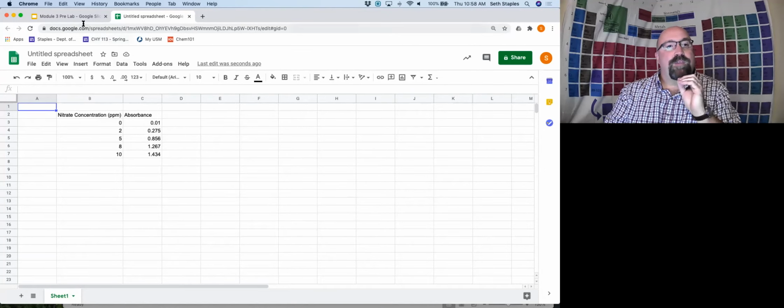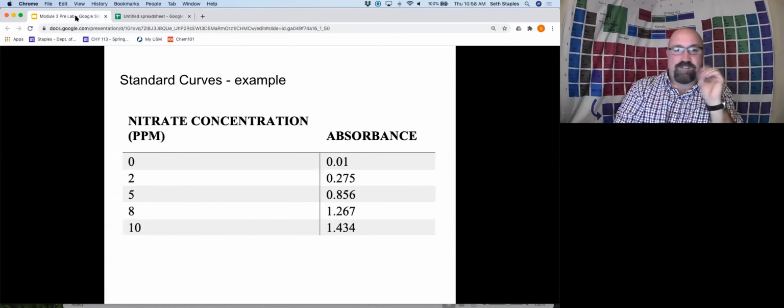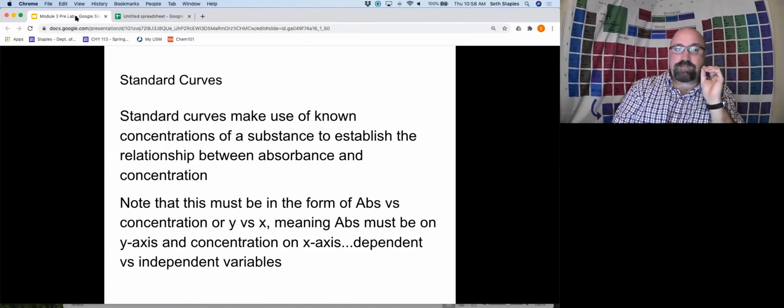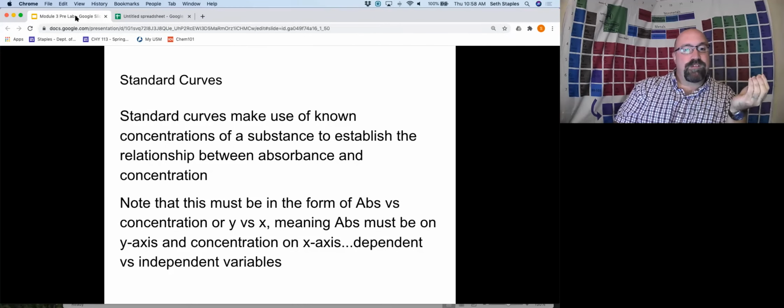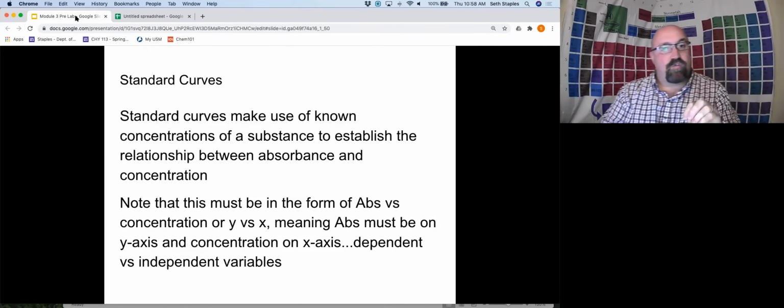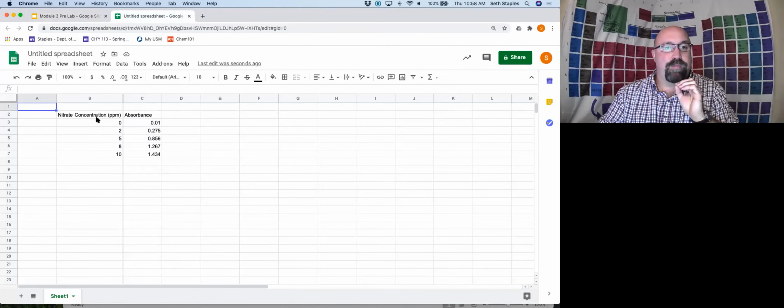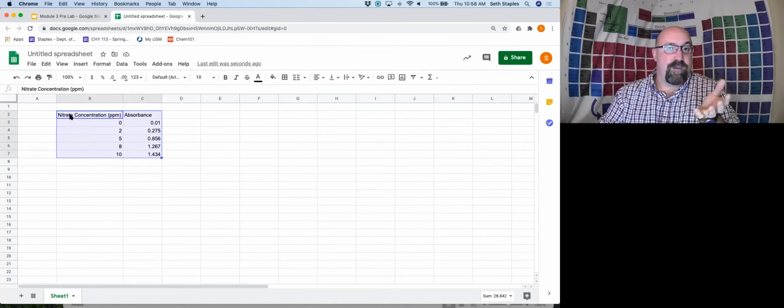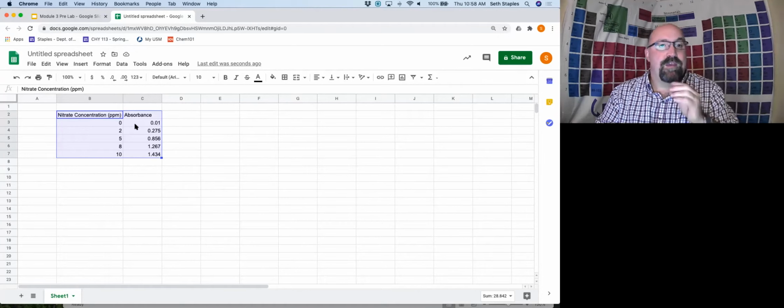And you'll also note, again, just some graphing notes, I said that we're going to want absorbance on our y-axis and concentration on our x-axis. One thing to note about Google Sheets and Excel both is that if you make your graphs by selecting your data and then inserting your graph, the first column is going to be your x-axis. The second column is going to be your y-axis.